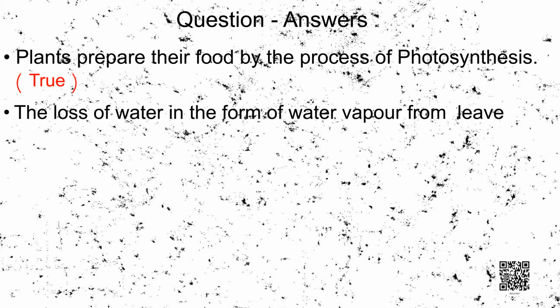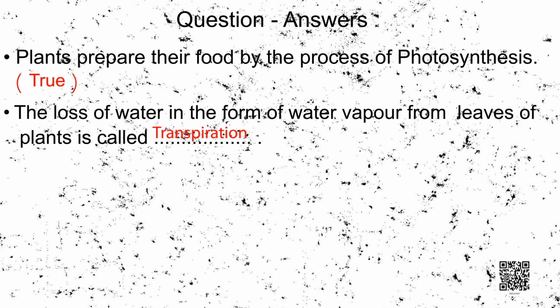Now let us practice a few questions. My first question is, plants prepare their food by the process of photosynthesis. True or false? So the answer is true. My next question is, the loss of water in the form of water vapor from leaves of plant is called dash. And the answer is transpiration.